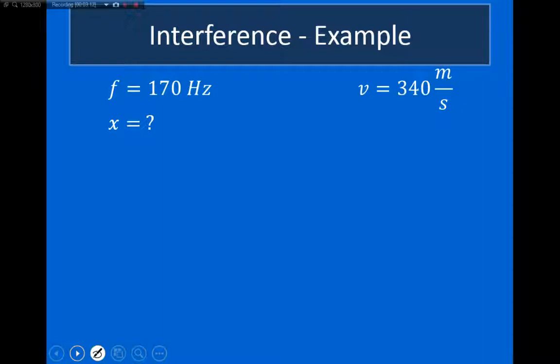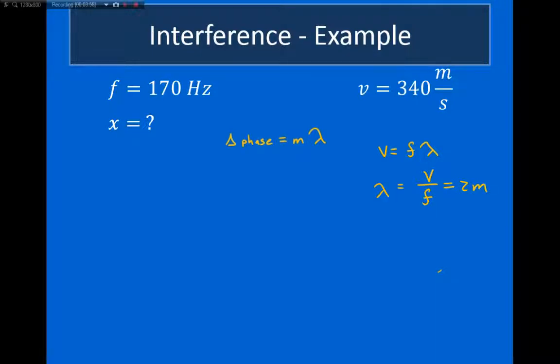So the first thing we should notice about this is that the condition for constructive interference is that the difference in the phase is equal to an integer times the wavelength. So clearly, I'm going to need to calculate the wavelength of this wave. And I wasn't given that, but I was given the frequency and velocity of the wave. So remember that the velocity of a wave is equal to frequency times wavelength. So using this, I can see that the wavelength of the wave is equal to velocity divided by frequency, which in this case is going to be 2 meters.